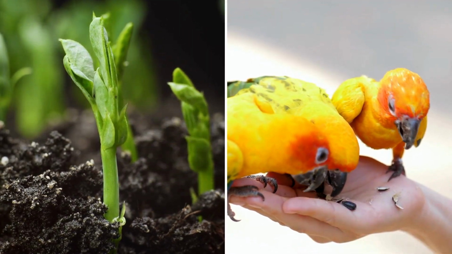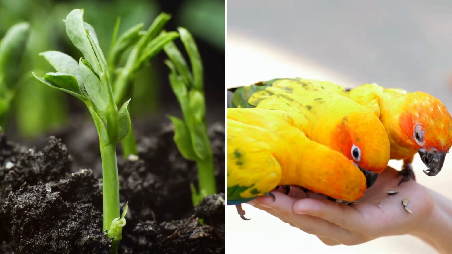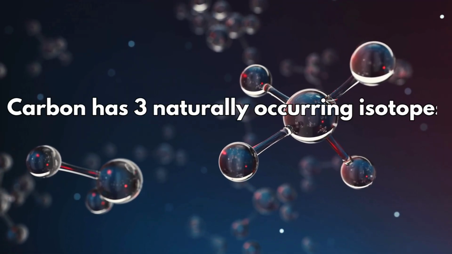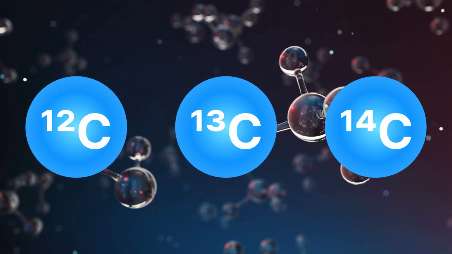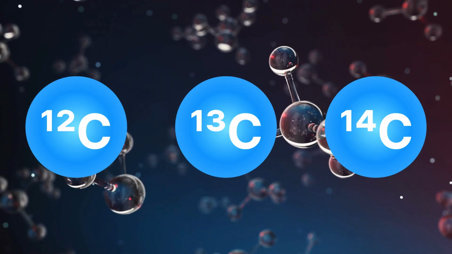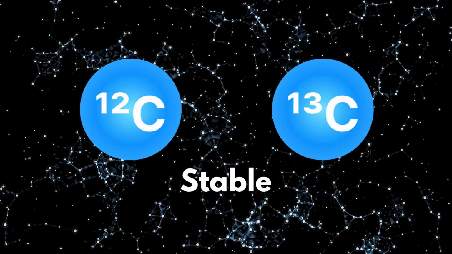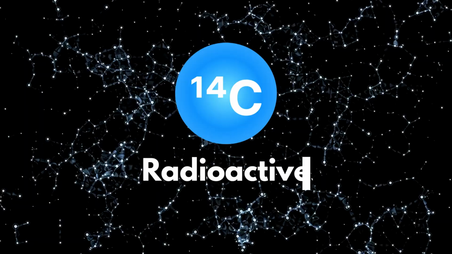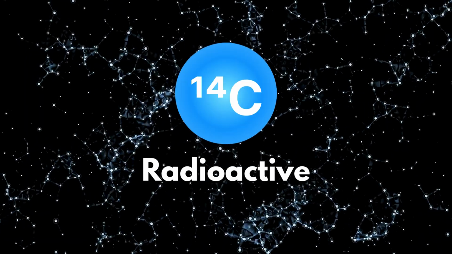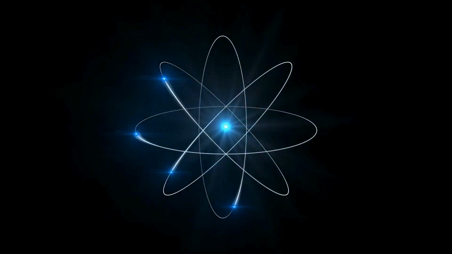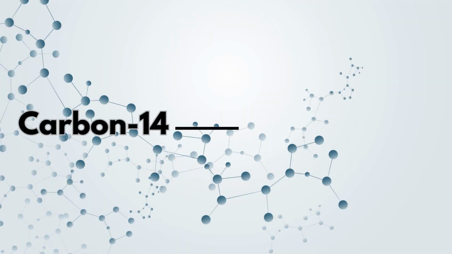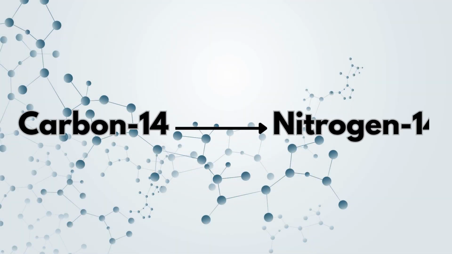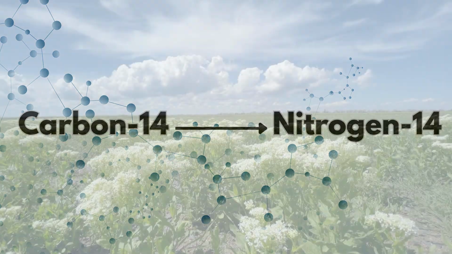All living things, like plants and animals, absorb carbon from the environment. Carbon has three naturally occurring isotopes: carbon-12, carbon-13, and carbon-14. Out of these, carbon-12 and 13 are stable, and carbon-14 is radioactive. A radioactive element is an atom whose nucleus is unstable and spontaneously breaks down, releasing radiation in the process. Since carbon-14 is an unstable radioactive isotope, it decays spontaneously into nitrogen-14.